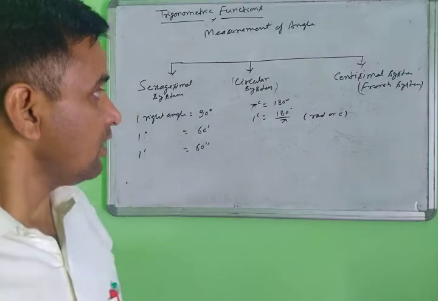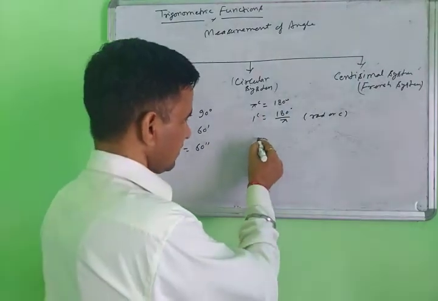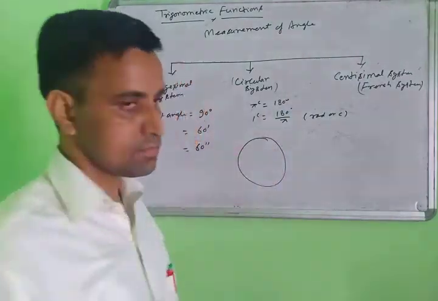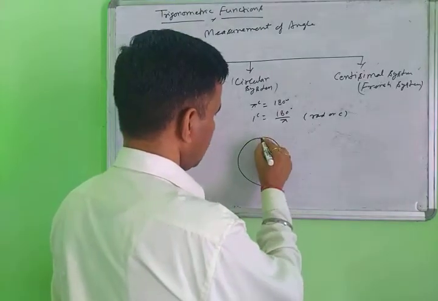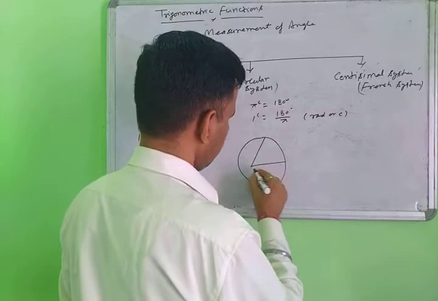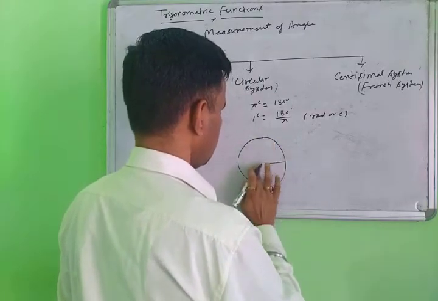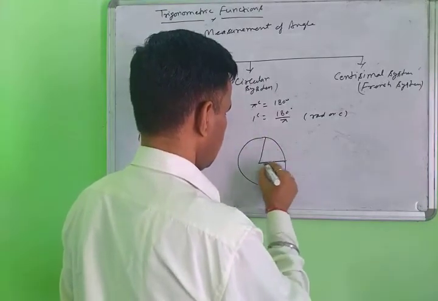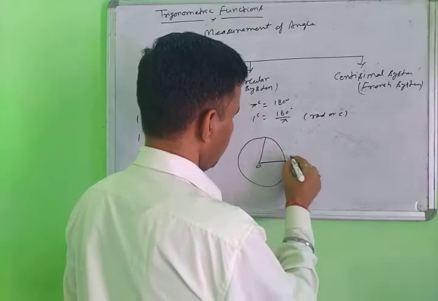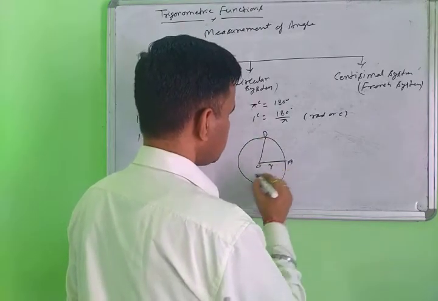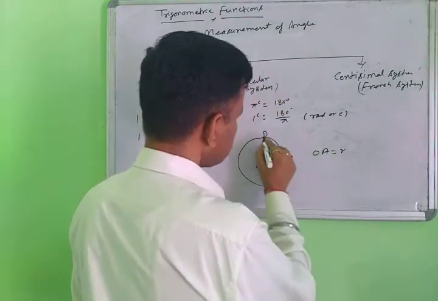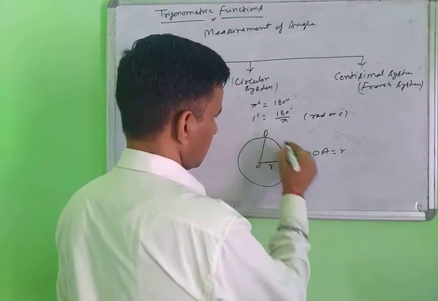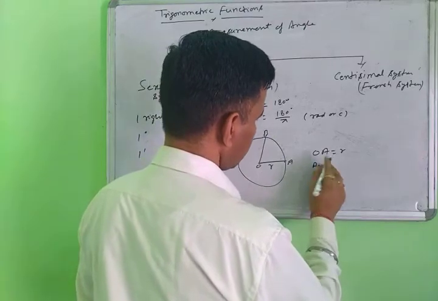This is not a problem. Second thing, what is a radian? What is the value of a radian? Radian is the value of this angle. Suppose this is the O, A and this is the B. This is your arc. The length of OA is equal to the radius. This is the arc length.